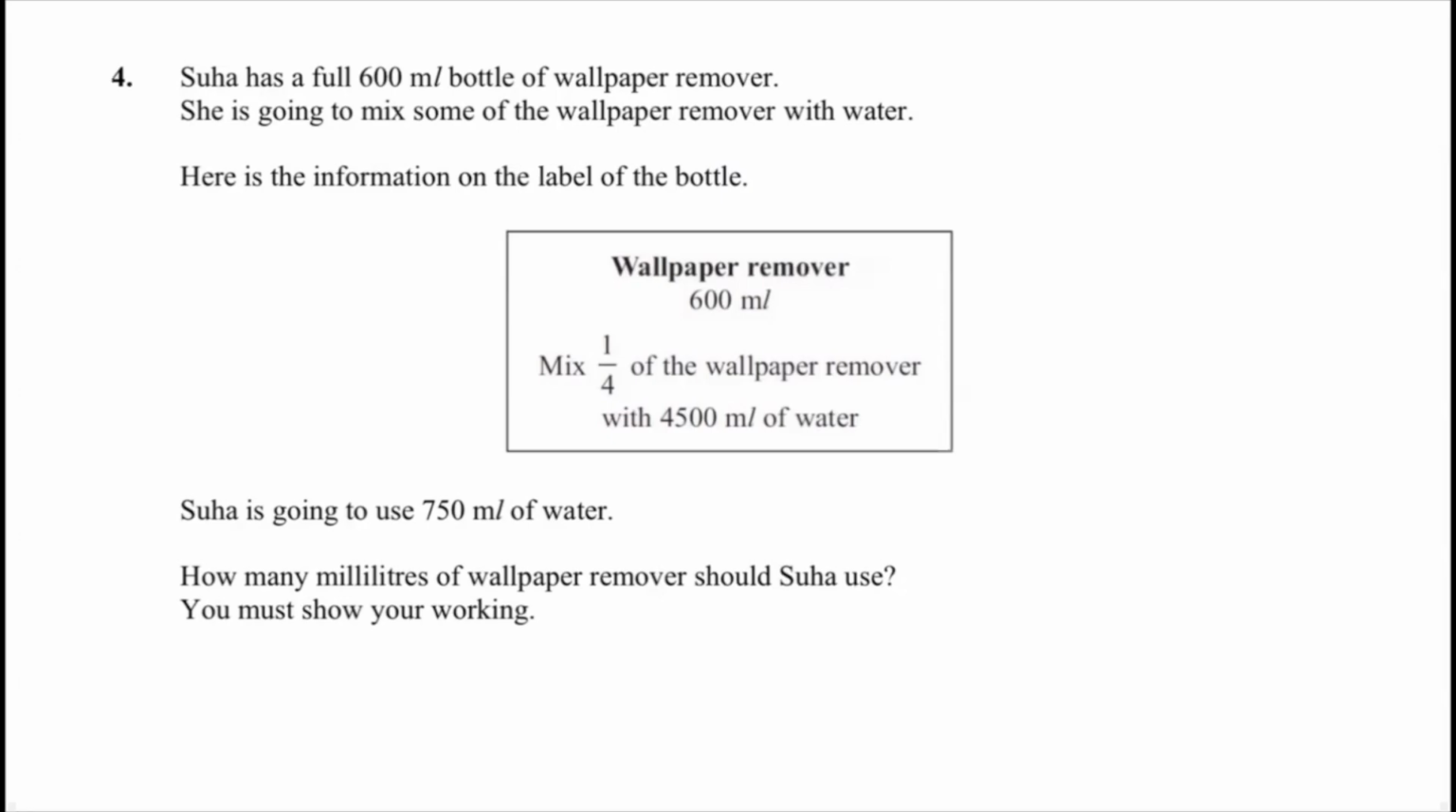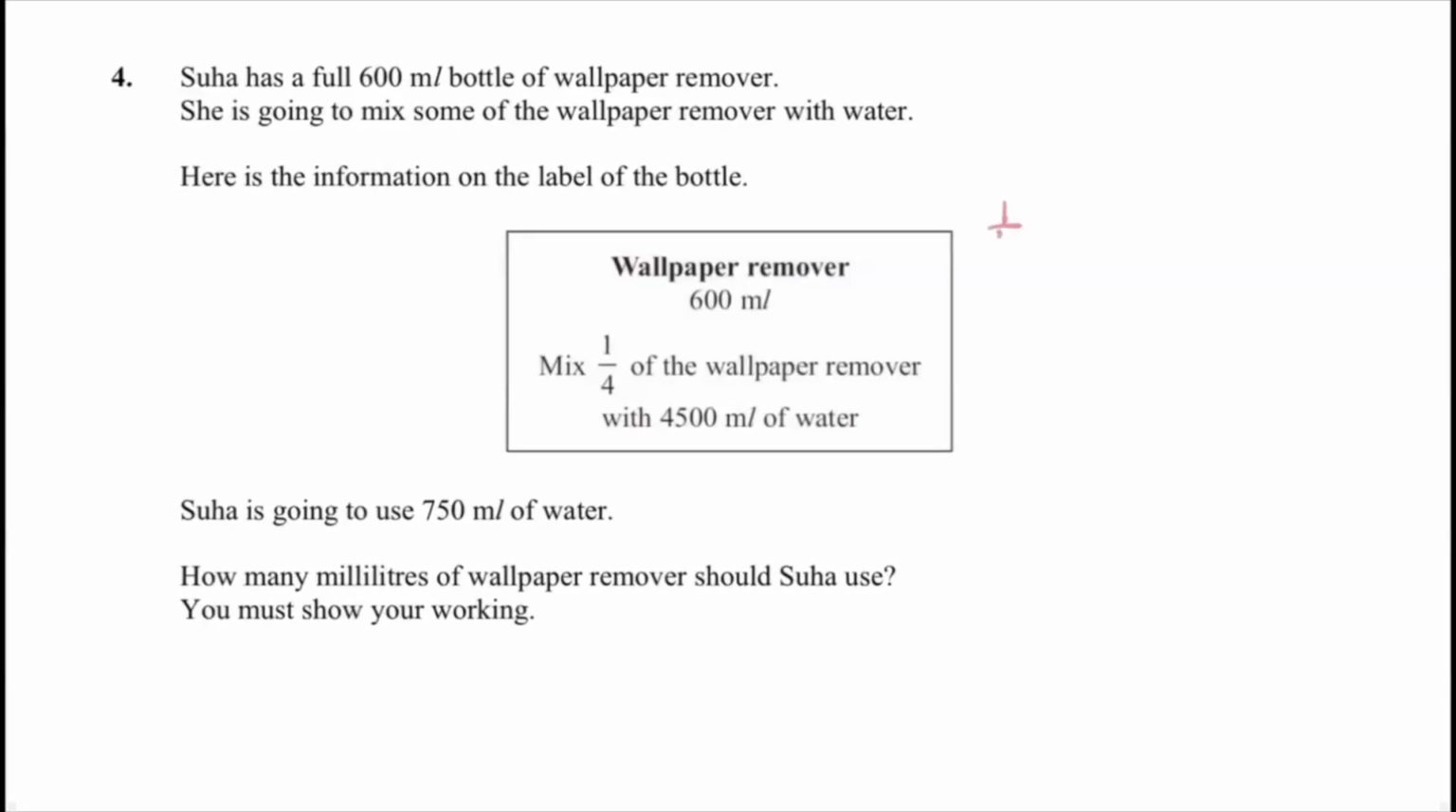Okay, question 4. We have got wallpaper remover, 600 millilitres, and you mix a quarter of the remover with 4,500 millilitres of water. So that's our fact. Suha is going to use 750 millilitres of water, so actually quite a lot less, and we need to work out how much wallpaper remover she's going to need. So let's start off with the information in the box. Only a quarter of the remover is used with the water, so that's our first step.